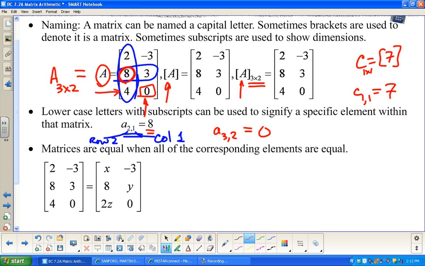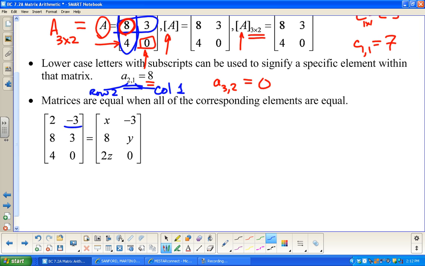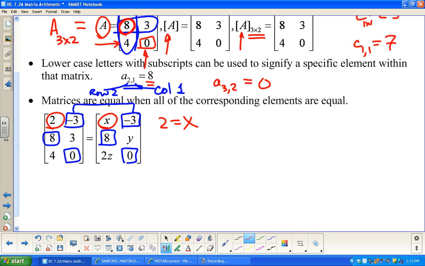Matrices are equal when every single number is equal from matrix to matrix. So for instance, notice this -3 is equal to -3. They're in the same position. This 8 is equal to 8. They're in the same position. This 0 is equal to 0. They're in the same position. So for two matrices to be equal, that has to be true. What that also does for us is I can say that if that's true, then 2 has to equal x, and 3 has to equal y.